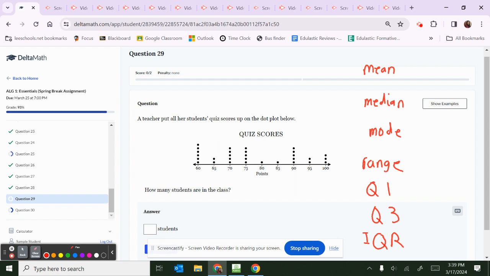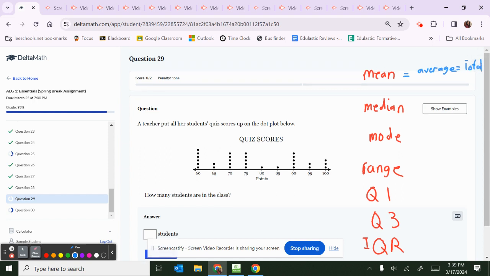Your mean is your average. So again, your mean is your average. To calculate your average, you add up everything, so the total, divided by the number of things that you have.